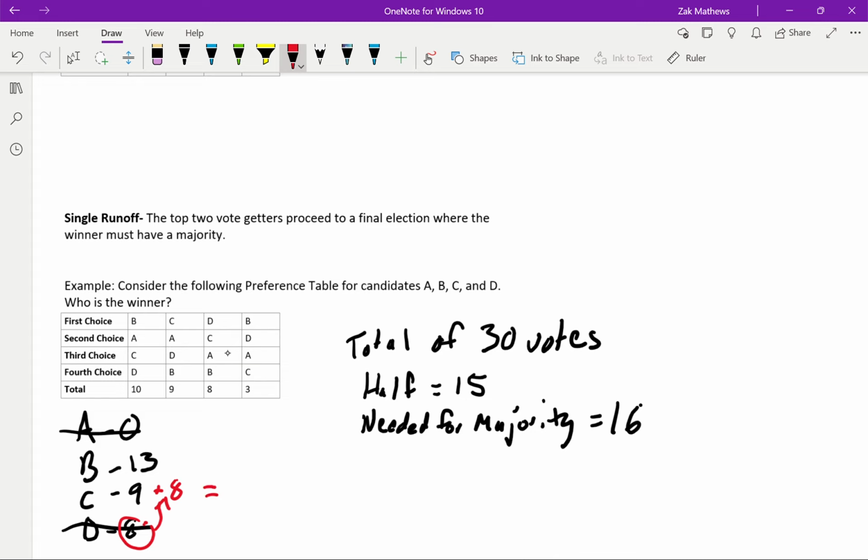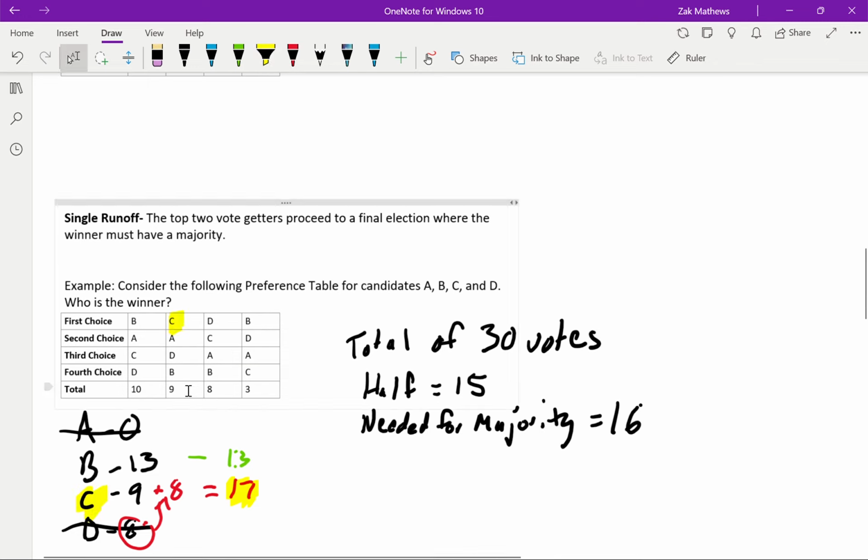And so now we have a total of 17 votes for C versus B is still at 13. And so obviously, which number is higher? The 17 is. So C would win under this election. Even though initially they didn't have the highest number of votes, once we eliminated those bottom candidates, A and D, C picked up those 8 votes from D. And so C would be the winner under this system of election.